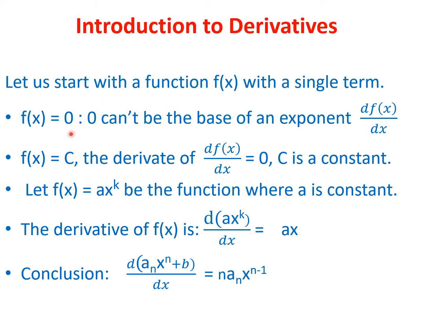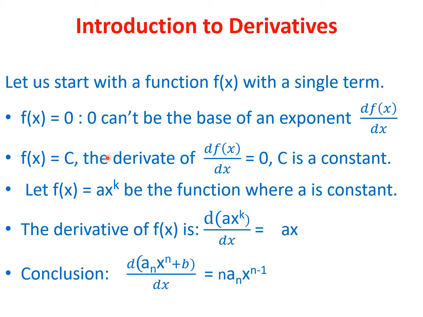Let's take a look at f of x equal to constant. When f of x equal to constant, that means the graph of the constant is a straight line that's parallel to the x-axis. If it is parallel to the x-axis, then its slope is equal to 0. So if we get the derivative of a function that has a slope 0, it's going to be equal to 0, because c is a constant. So that's not of too much interest for us.